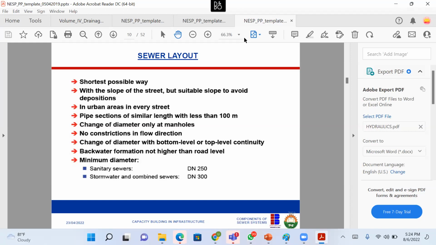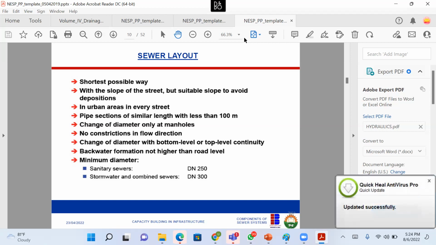You should change the diameter only at manholes. Anyway, if you change diameter and depth, you are supposed to introduce a manhole. You don't do construction in the flow direction. Sewers are meant to have a dedicated right of way. So you should avoid backwater formation at higher road level, and so on and so forth.